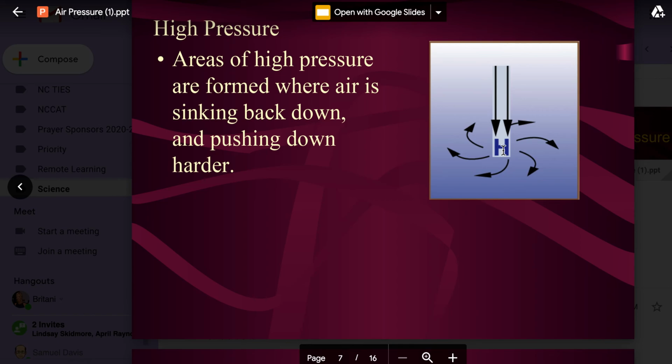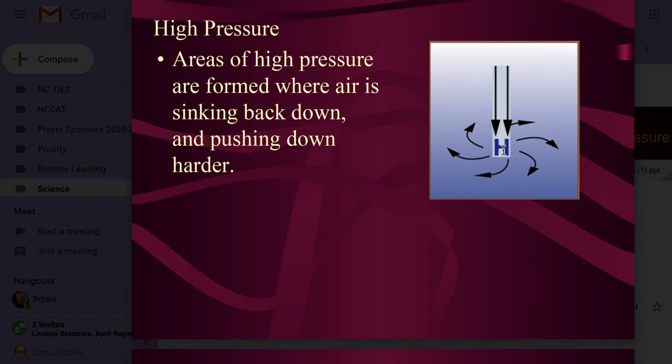And you'll see that H. You've probably seen that when you've watched the weather, on their weather forecast. They'll have the H and the L, and the H is always blue and the L is always red. Okay.